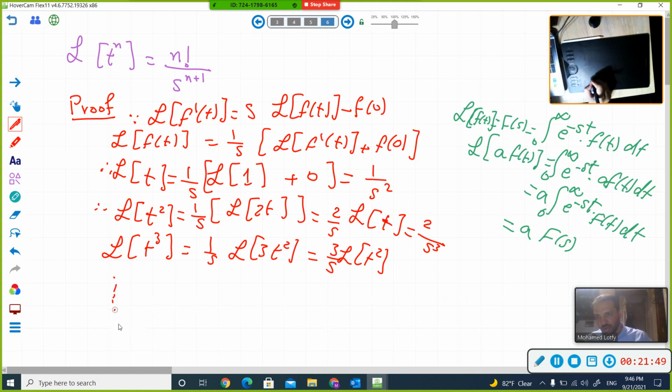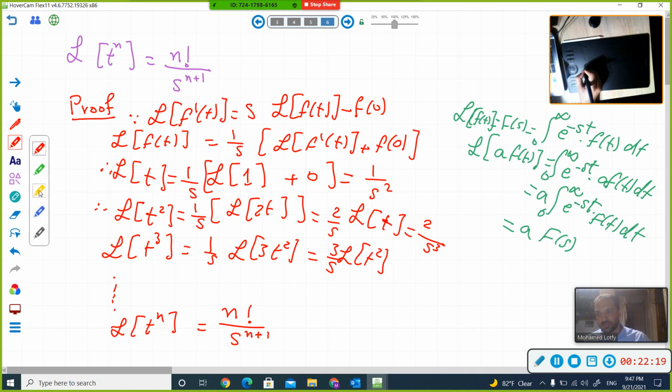So in the limit we can get this expression. The Laplace transform of t to the power n will be n factorial divided by s to the power n plus 1. When we have t to the power 1, here we have s to the power 1 plus 1. Here, when we have t to the power 2, we have in the denominator s to the power 2 plus 1, which is 3, and so on. So in general, this is our final rule that we have to keep in mind.